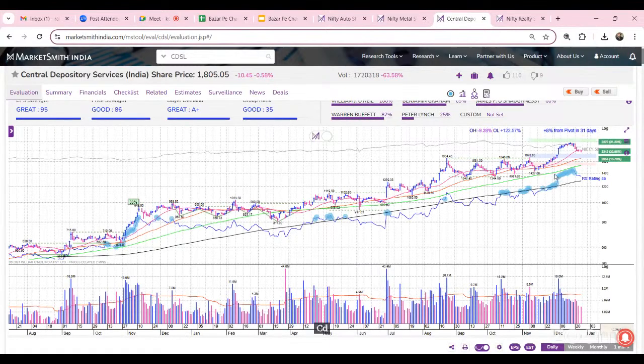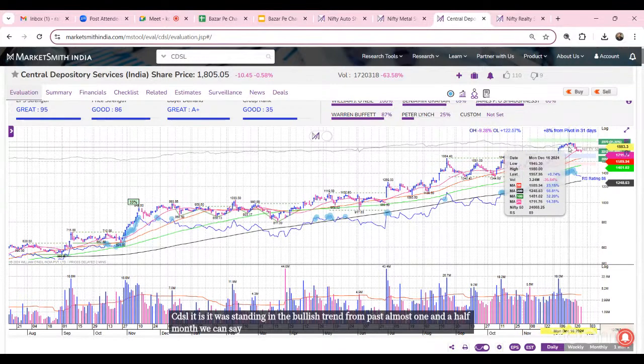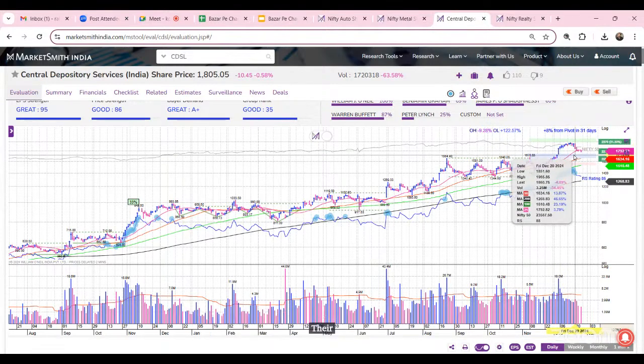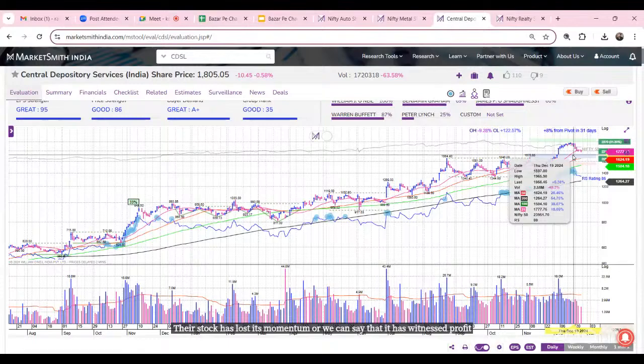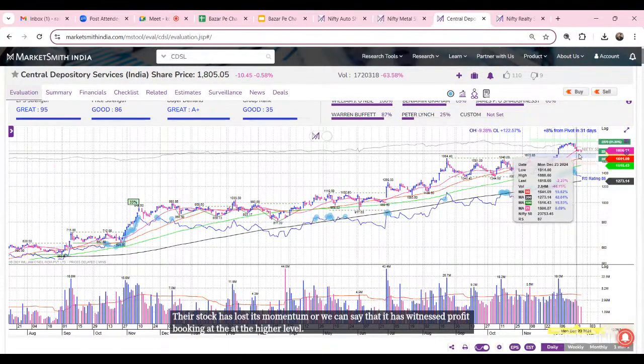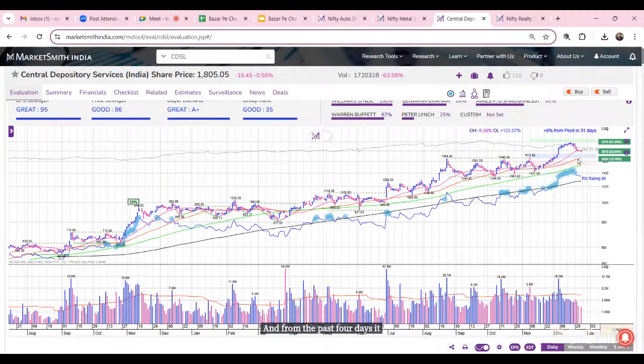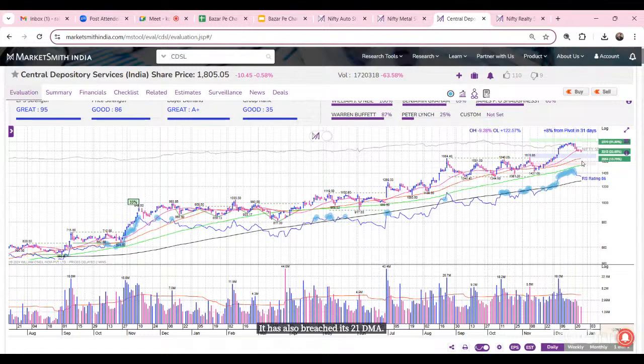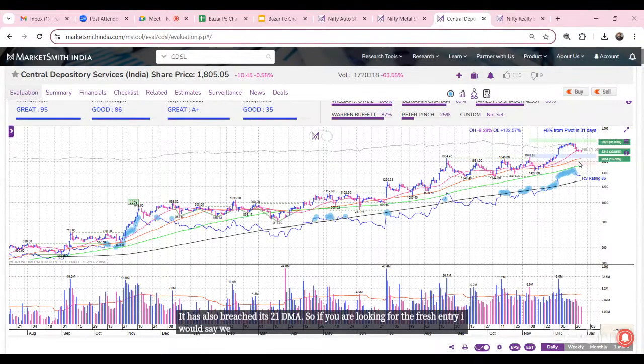CDSL was trading in a bullish trend for almost the past 1.5 months, and it has also gained around 14 to 15%. But for the past 4 days, the stock has lost its momentum, or we can say it has witnessed profit booking at the higher level. And for the past 4 days, it is trending with a negative bias. It has also breached its 21 DMA. So if you are looking for a fresh entry, I would say we need to avoid it, and we have to monitor the price action accordingly.